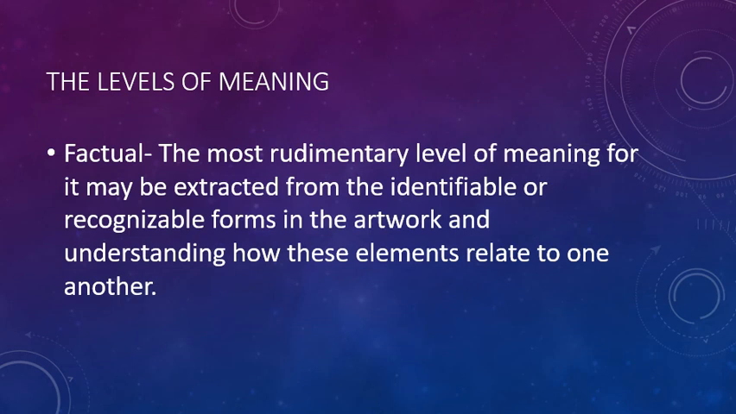We'll now discuss the different levels of meaning in art. So the first level is the factual, the most rudimentary level of meaning, for it may be extracted from the identifiable or recognizable forms in the artwork and understanding how these elements relate to one another. So when we say factual, what is the known fact about an art piece?